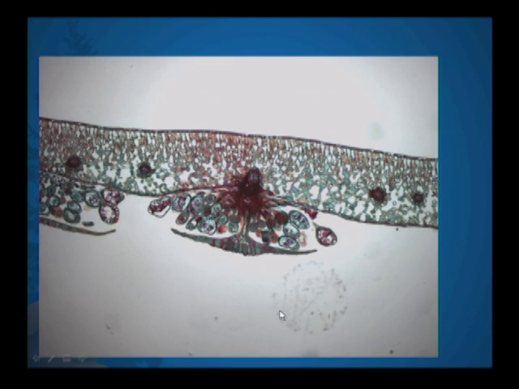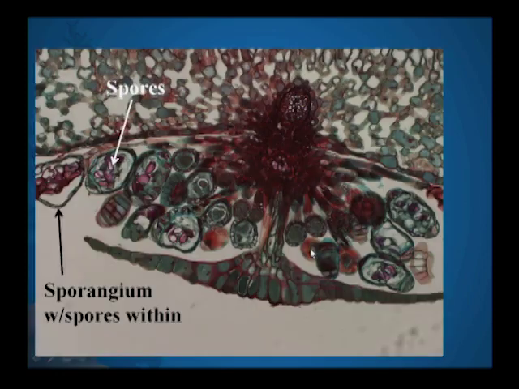Here's a side view of a sorus. Here are the individual sporangia with spores inside. And this is the leaflet here. So again, the leaflet is part of the sporophyte plant. Sorus, cluster of sporangia with spores inside.